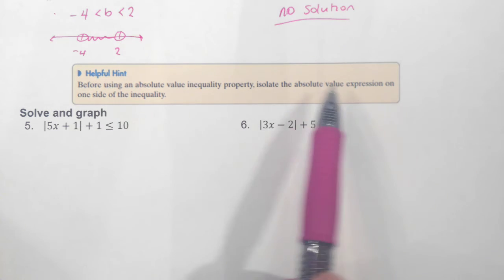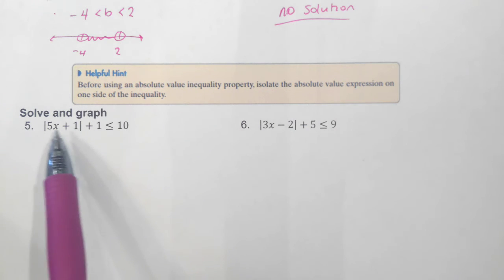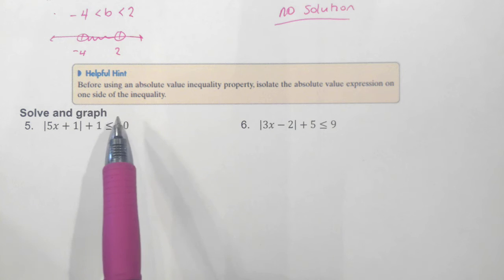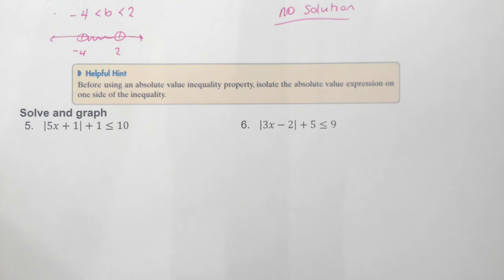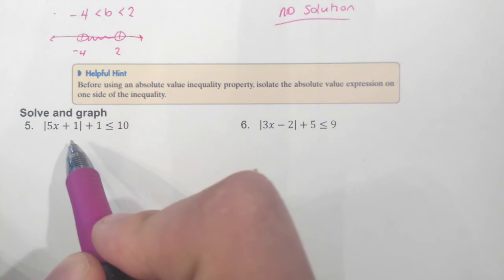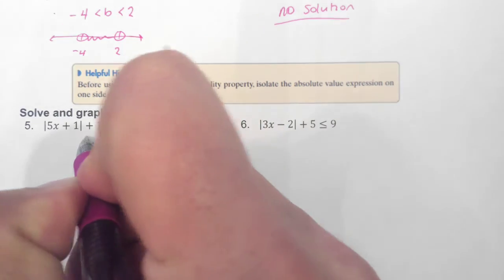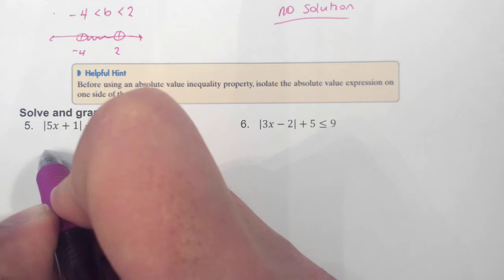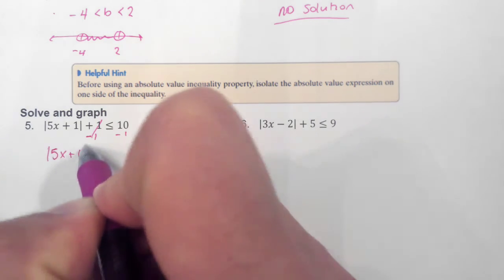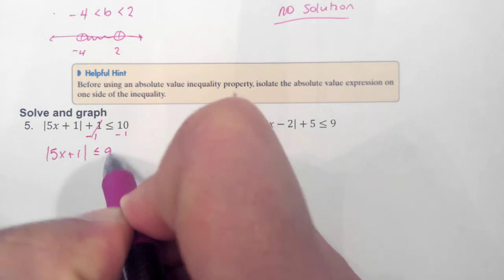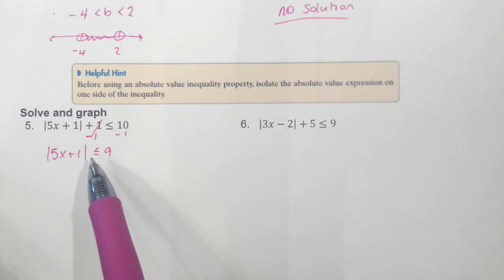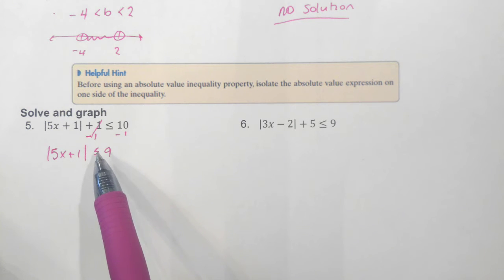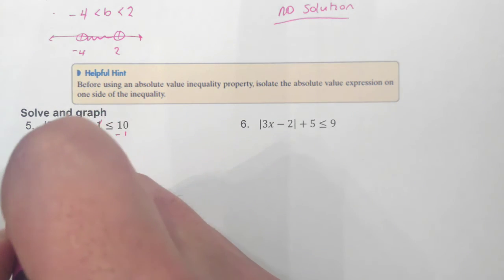Okay, and then I just put the hint on here. Remember, make sure the absolute value symbol is isolated before you write your two inequalities, or else you won't get it right. So this one we have to isolate by subtracting 1 from both sides. And then I would have the absolute value of 5x plus 1 is less than or equal to 9. Now that my absolute value symbol is on its own side of the inequality, I'm able to write my two inequalities.